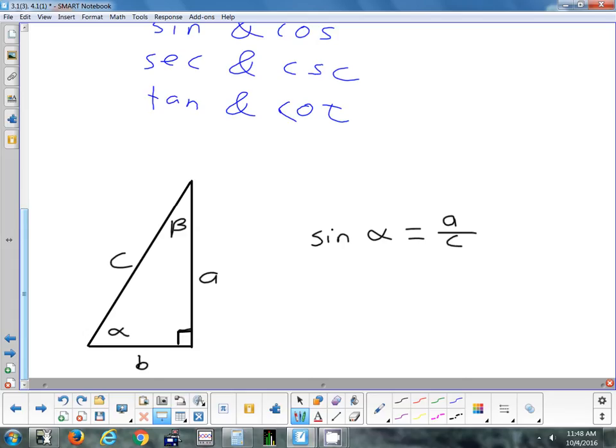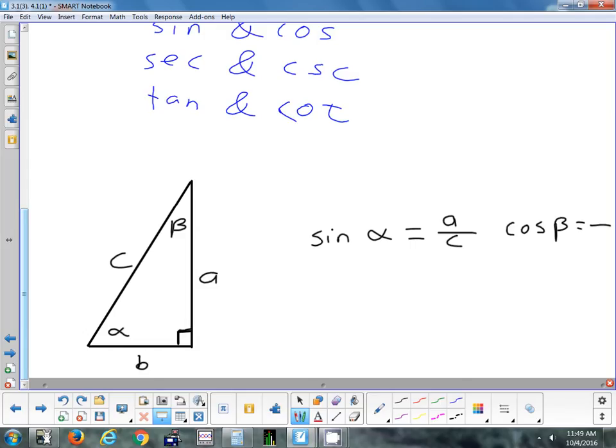What's the cofunction of sine? Cosine. And what's the complement of alpha? What's the angle that you would add to alpha to get 90? Beta. So I'm doing two things. I'm looking at the cofunction of the angle I started with and the complement of the angle I started with.